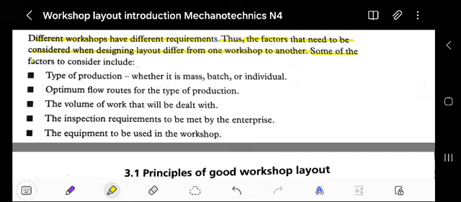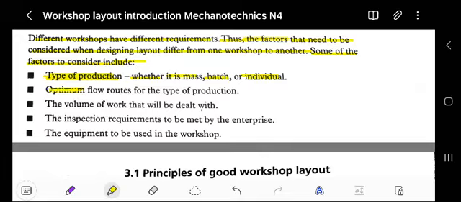Some of the factors to consider include type of production. Type of production is whether your workshop will be big or small. What are you going to sell there? Are you going to deal with massive goods or lighter goods? We'll discuss type of production, whether it is mass, batch, or individual. These are 3 types.